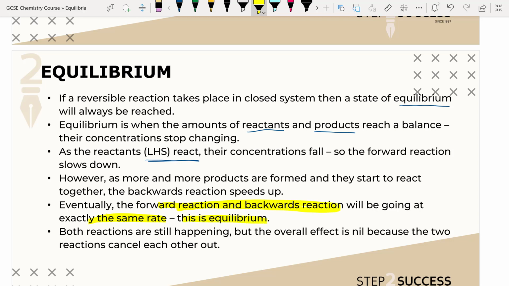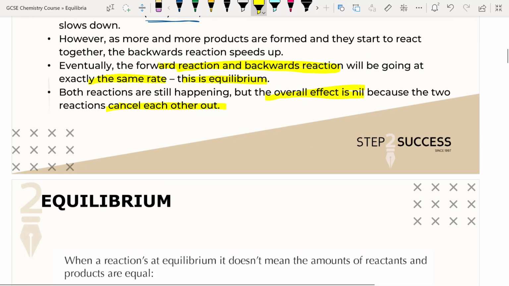Make sure that if you define equilibrium, you mention the word rate. It's not about more of one side than the other, or the amounts that are being produced being equal. It's the speed with which we're going forwards and backwards that's become the same. It may mean that we have slightly more of one side than the other, but the point is that those concentrations, those amounts, stop changing because the rate at which the reactions are going becomes the same. So both reactions are still happening, but the overall effect is nil, because the two reactions now cancel each other out. So we're not making any more of one side or the other side now. We've reached what we call equilibrium.